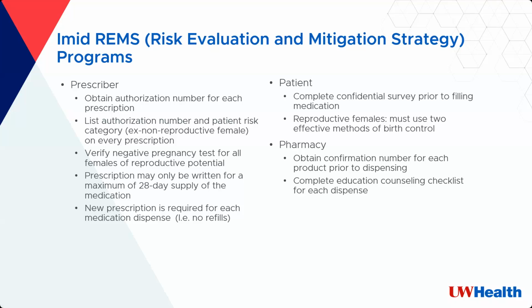For females of reproductive potential, you have to verify a negative pregnancy test for all fills. A prescription can only be written for a maximum of a 28-day supply, and you cannot put refills on it. Patients have to complete a confidential survey prior to filling the medication. They can do that online or via phone. And then reproductive females have to use 2 effective forms of birth control. And then prior to dispensing this, the pharmacy has to obtain a confirmation number for each prescription and complete an education counseling checklist for each dispense.